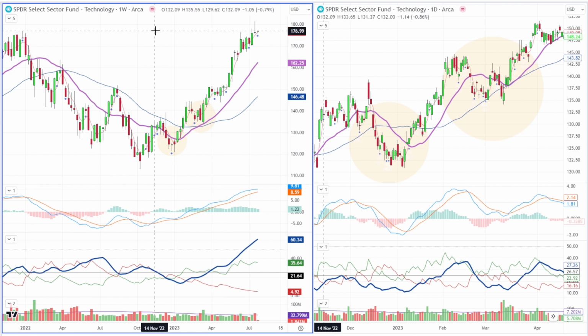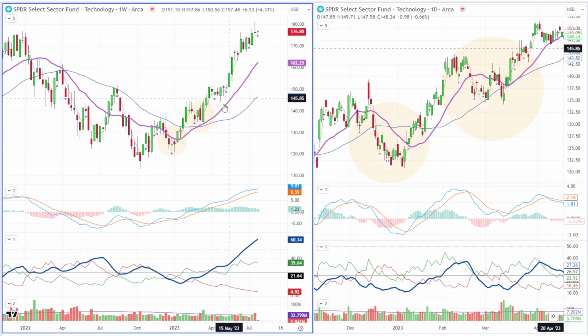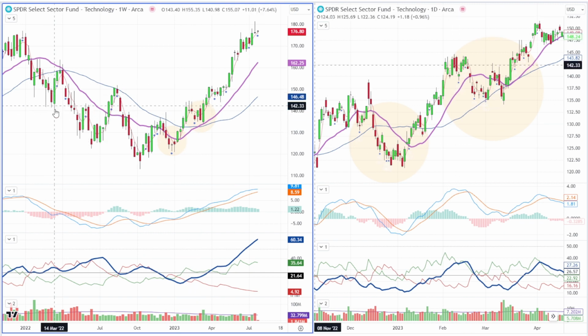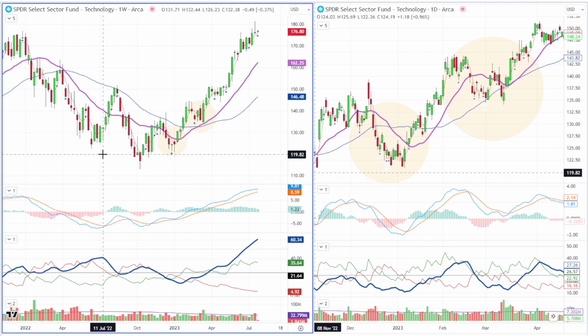So I'm using the XLK ETF. And what I've done on this chart is, if we look at the 18, I've made it a more bold line, more than the 40. It's a thicker line because I want you to focus in on that 18 and the slope of that 18 and what price is doing around it.